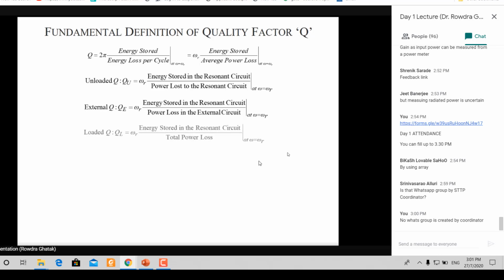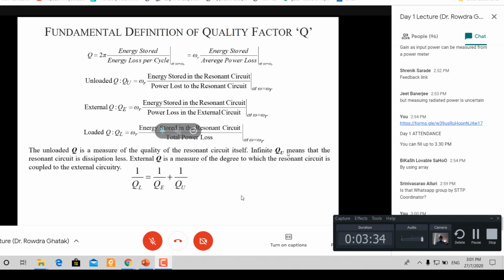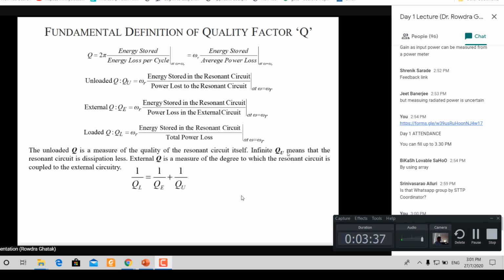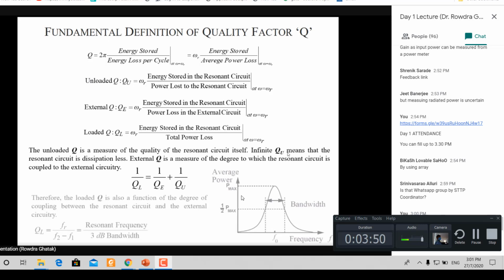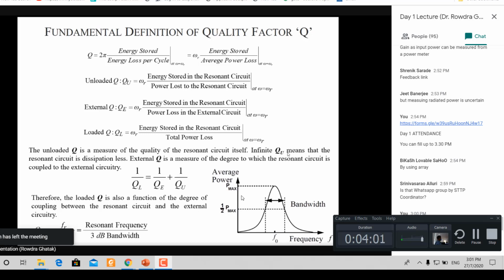When it is put to the external circuit, obviously when it is connected to some IO ports, then the external quality factor comes into play. There are some internal losses and the external circuits, both are concerned. So it's the total loaded Q. The relationship is 1 by QL is 1 by QE plus 1 by QU. So you can take up these terms. By the age-old definition, you can generally measure the quality factor if you know the resonant frequency and the 3 dB bandwidth. Fine.